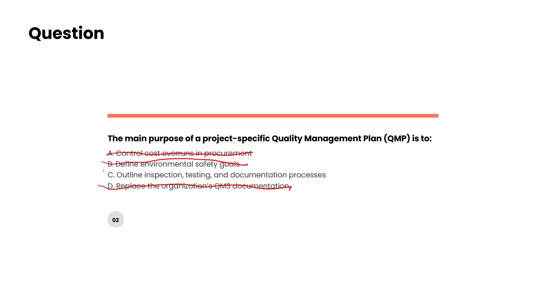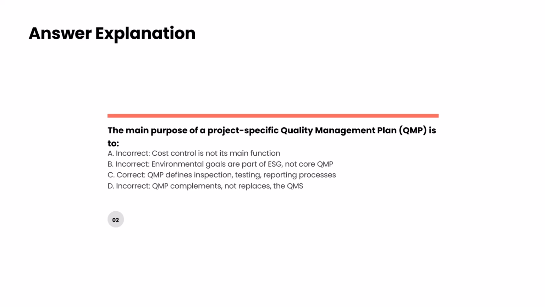You will be left with choice number C. That's the right answer. So now here is the answer to question number 2, which says choice number C is correct because the QMP defines inspection, testing and reporting processes.